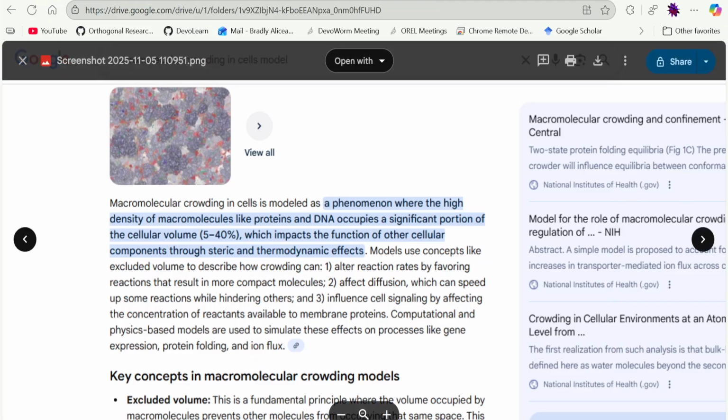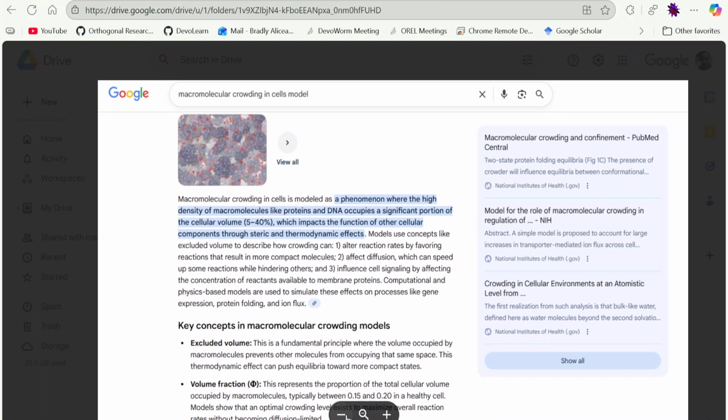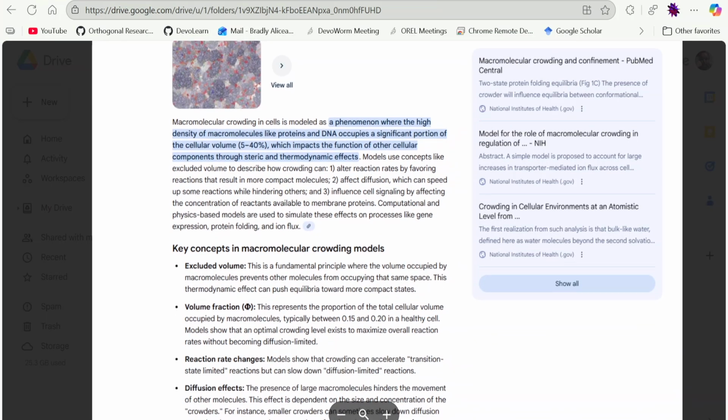So there's some key concepts: excluded volume, which is where the volume occupied by macromolecules prevents other molecules from occupying that same space. They basically have a finite amount of space. Once molecules are there, there's a rate limiting effect where other molecules can't be there. So crowding limits the number of molecules that can be in a certain location. And there's volume fraction, which represents the proportion of total cell volume occupied by macromolecules, typically 0.15 to 0.2 in a healthy cell.